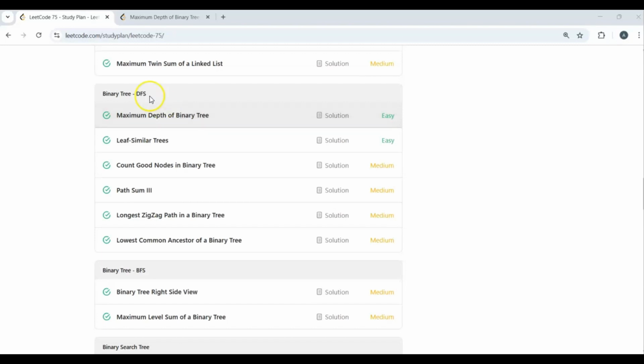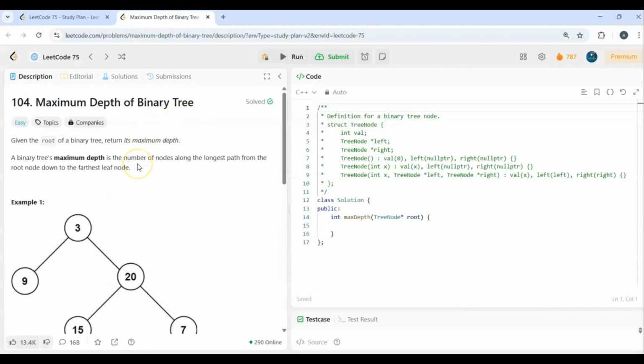So let's get started with our first question, that is maximum depth of binary tree. The problem statement says, given the root of a binary tree, return its maximum depth. A binary tree's maximum depth is the number of nodes along the longest path from the root node down to the farthest leaf node. So why is this problem important?